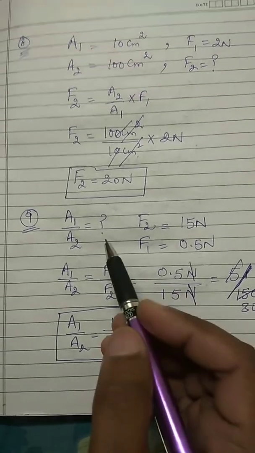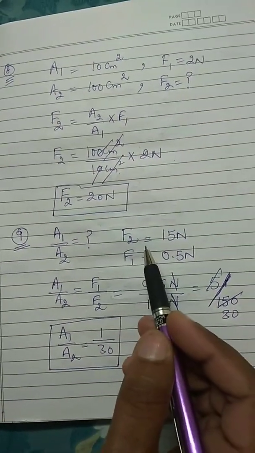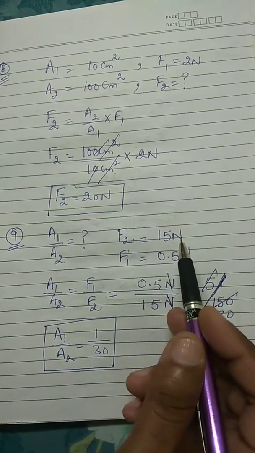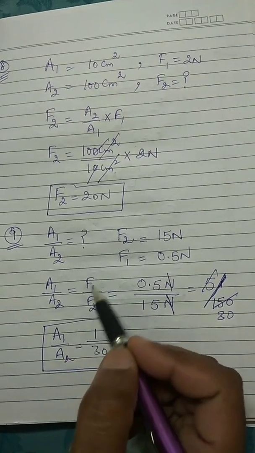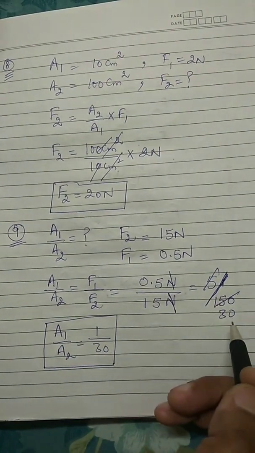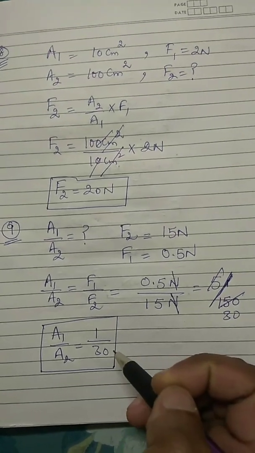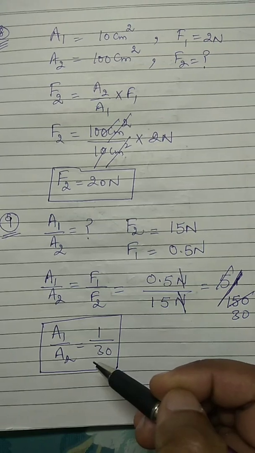Now the 9th one: A1 upon A2, that ratio we are interested in finding, and F2 and F1 are given. F2 is 50 Newton, F1 is 0.5 Newton. Now A1 upon A2 is equal to F1 by F2. Just substitute the values, and we get the answer 1 over 30. That is the ratio for A1 upon A2, 1:30.